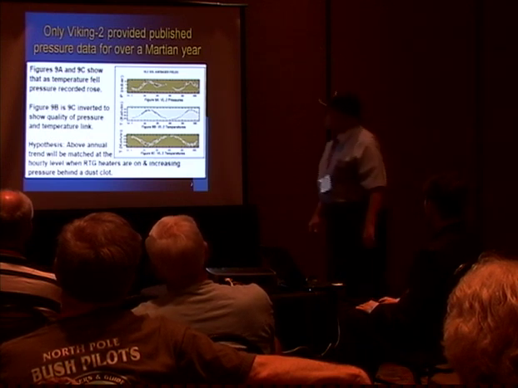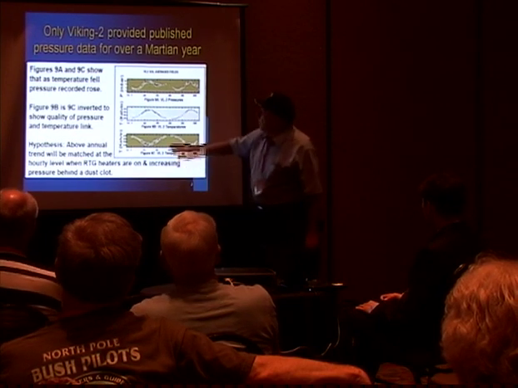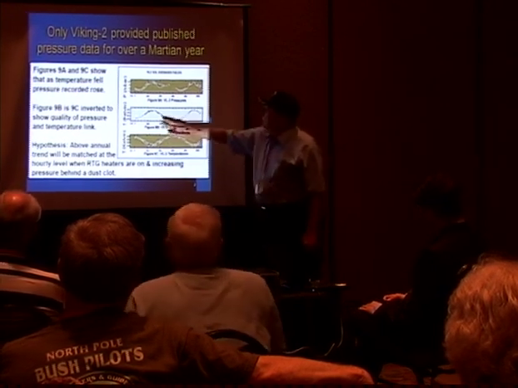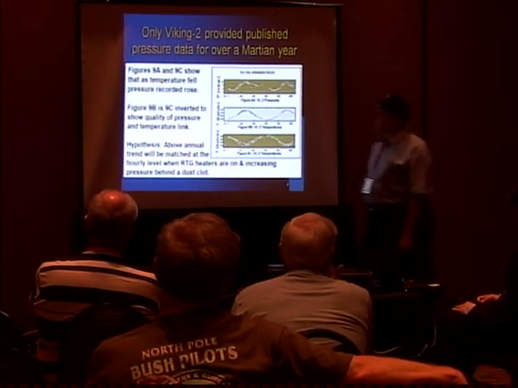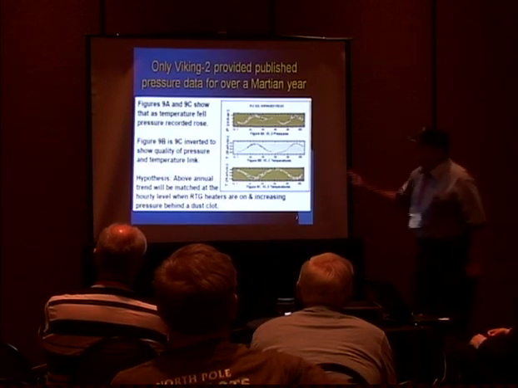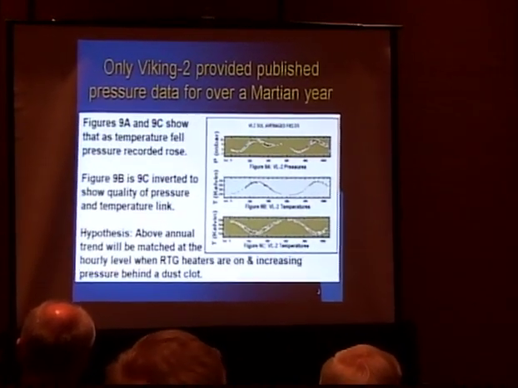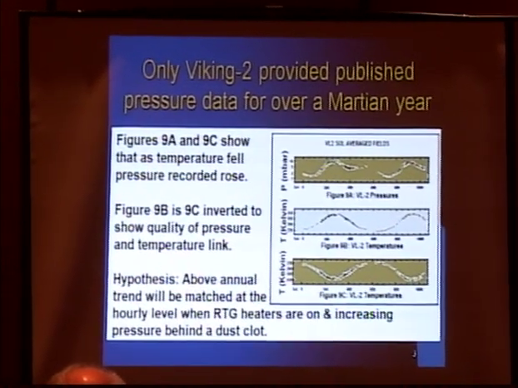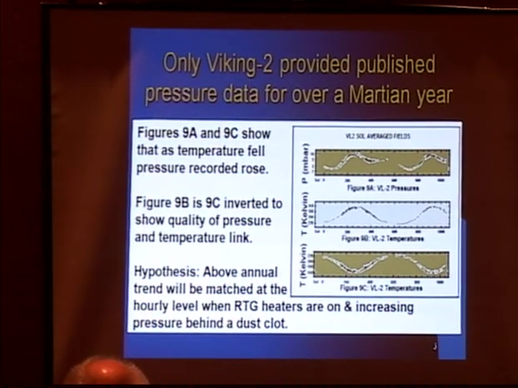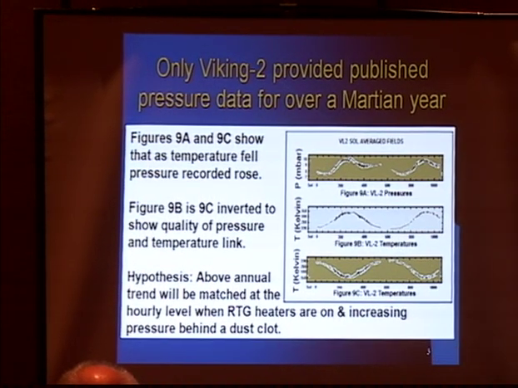So my son went over this before. When the temperature went down on the Vikings, the pressure went up. We flipped this bottom chart over here to see how close these two curves were, and they were pretty close. So we had the hypothesis that, all right, this is an annual trend. This is sols 0 to 1,000. So we said, we think that if it's the RTGs that are guilty here, and a pressure clog is guilty, that we're going to see this pattern on an hourly basis for the Vikings over there. And that's, in fact, what we found.